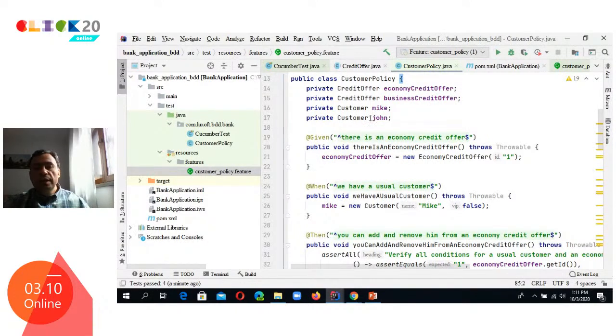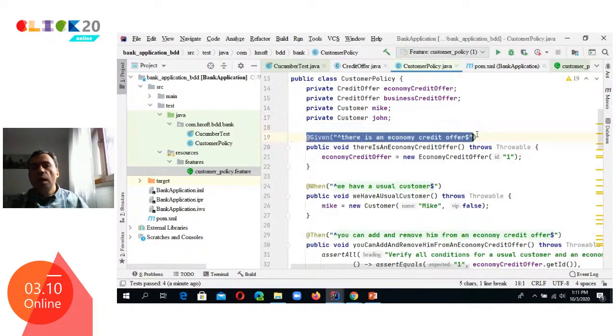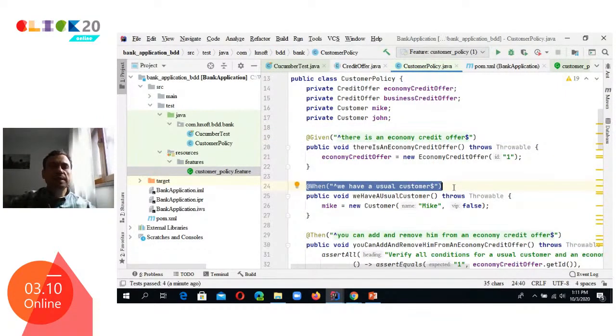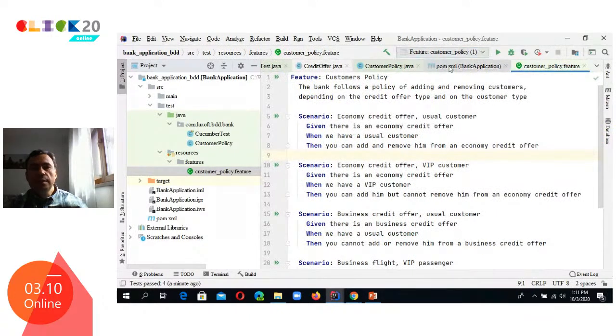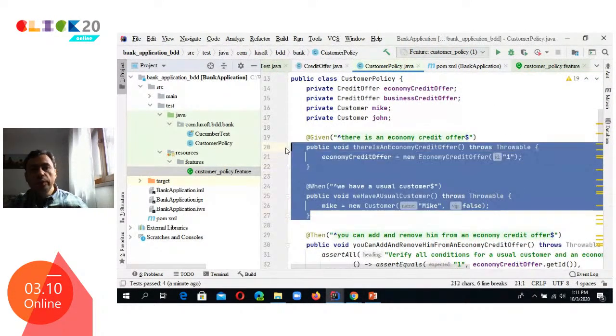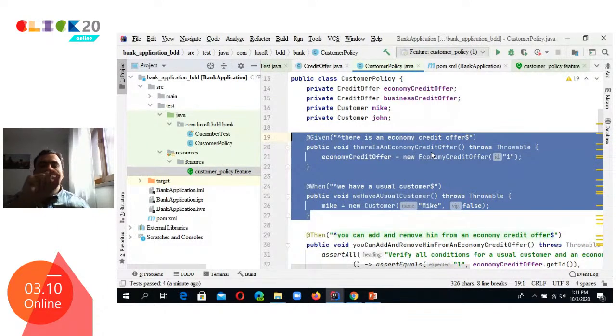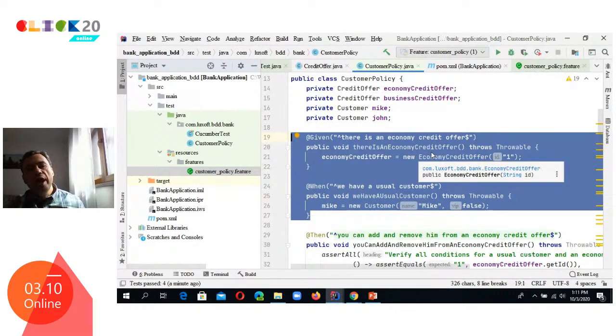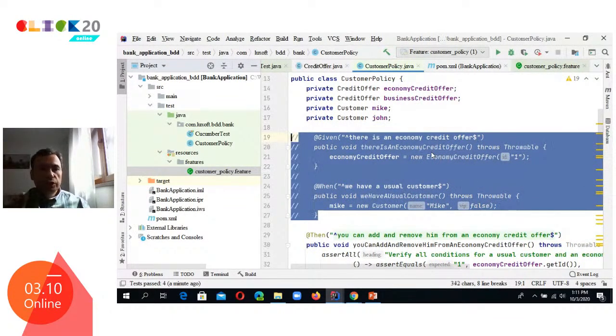We may ask ourselves, where do these annotations come from? Do we have to copy and paste everything from here and adjust a little? And the answer is no. So these methods with their annotations may be automatically generated.